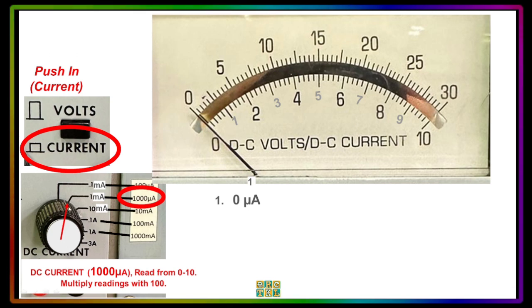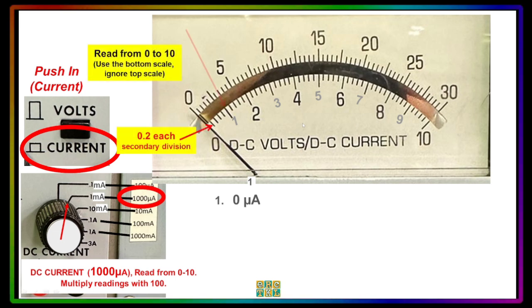So this is the DC current connected to 1 milliampere, but this time we will be thinking of the 1000 microamperes limit. So we will still read from 0 to 10, and we will not imagine it as any number, but we will just read it the normal way, like what I have told you before, but we have to multiply our answers with 100. So let's try the first.